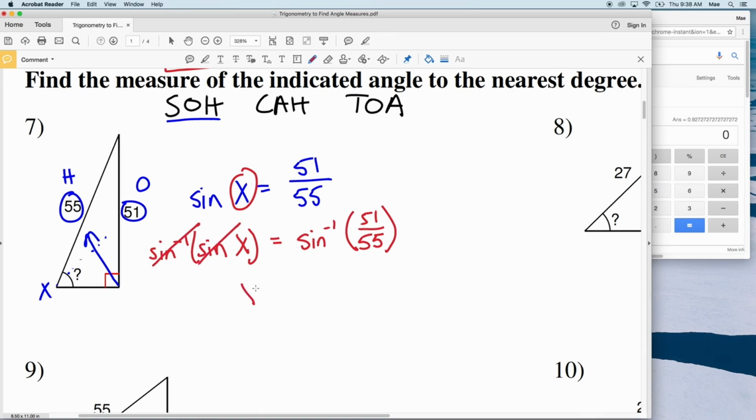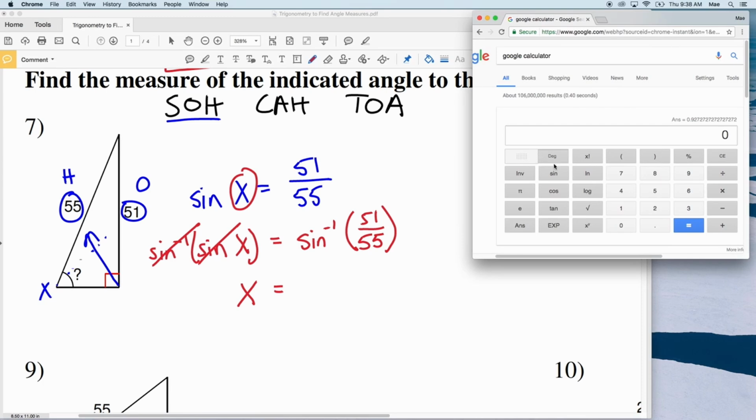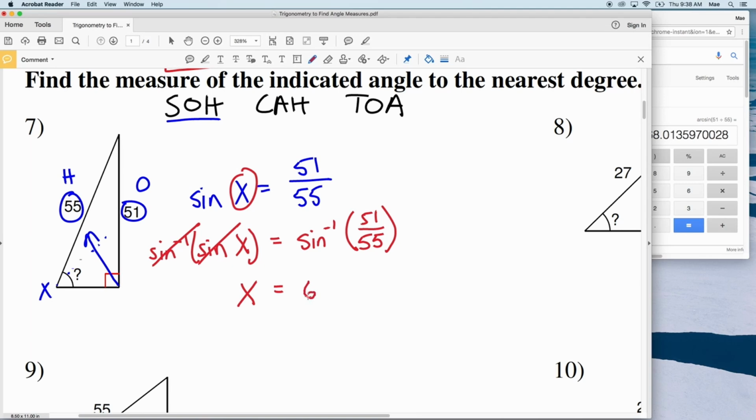So that'll leave us with x on the left-hand side, which is the variable we're using to represent our angle, and making sure our calculator is in degree mode, we're going to type in the inverse sine of 51 divided by 55, and that's going to give us 68.01. So when we round that, we'll get 68 degrees for the measure of the angle x.